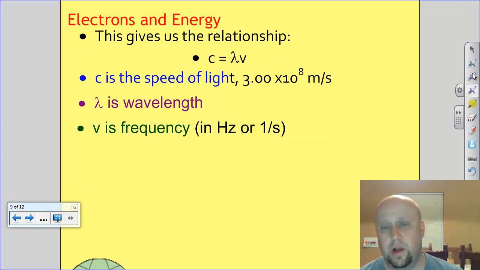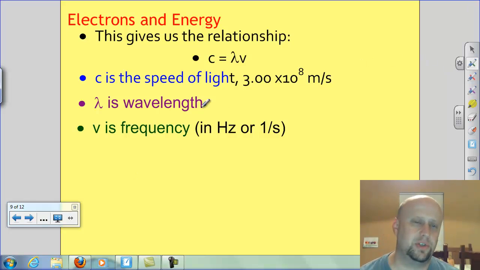Now, we're not going to work a whole bunch of these. We'll work a couple in class just because I want you to be familiar with them, because we may see a couple. But we won't stress too much about it. Just make sure that you understand what the terms are and how to plug stuff in. They're just algebra equations. So here's our first equation. It's called the lambda nu equation. So c equals lambda nu.